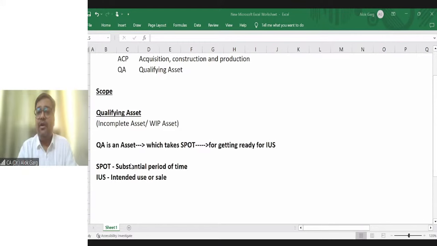Mansa is asking, sir, on renovation, is it applicable? Mansa, on renovation, it is not applicable. Right? On renovation, it is not applicable.